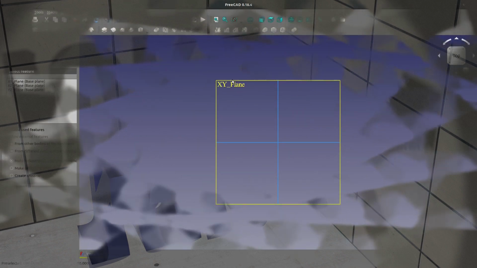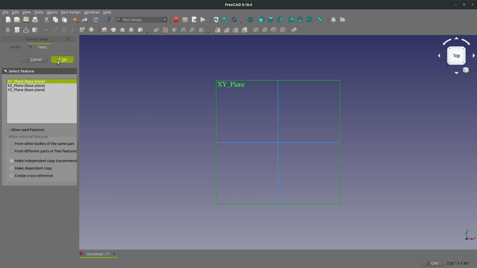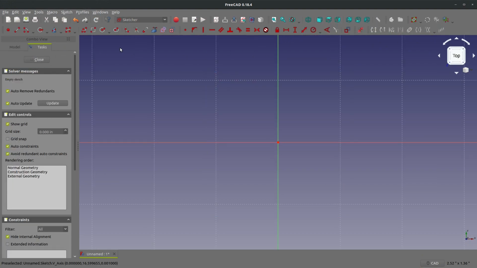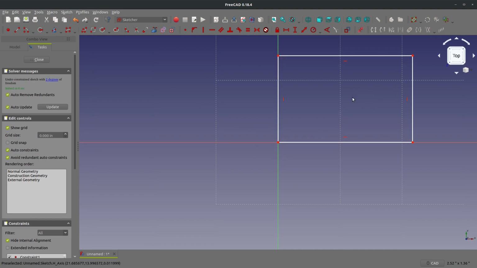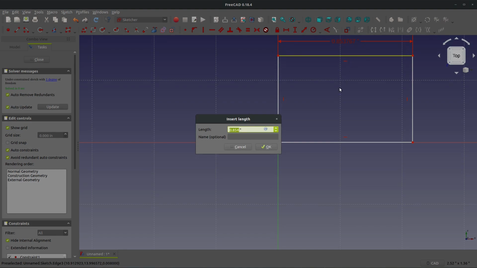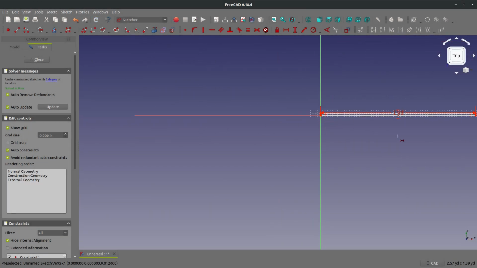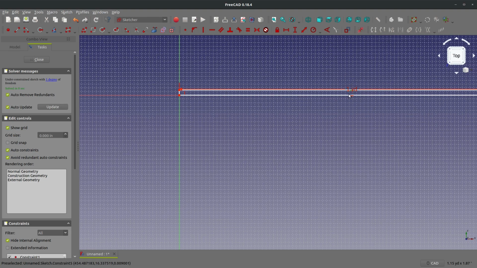Someone reached out to me and asked me about a particular problem they were having with the sketcher, and with any time they would enter a unit. So if I make a rectangle and give this something like 36 inches, this shows up as 1 yard, right?